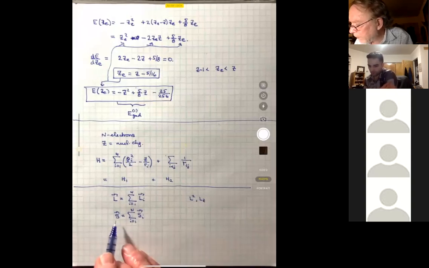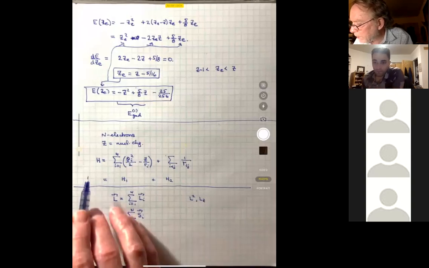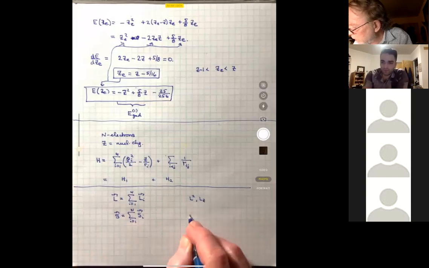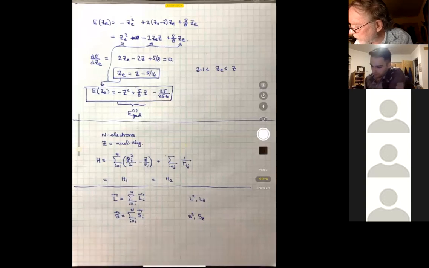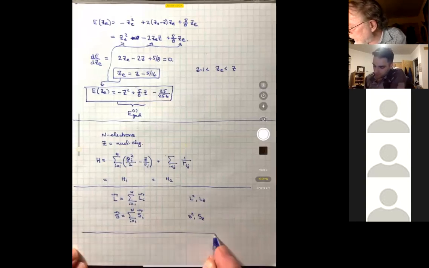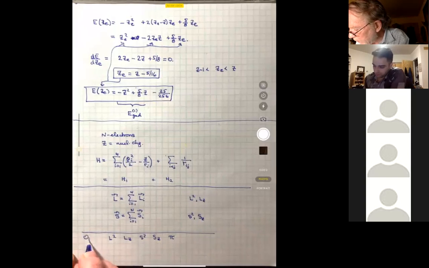And again, to create operators that commute not only with a Hamiltonian, but also with each other, we'll reduce the S vector into two operators, which is S squared and S sub Z. So we can start to make a table of operators that commute with a Hamiltonian. There's L squared, LZ, S squared, and S sub Z. And there's also parity, I'll include that.